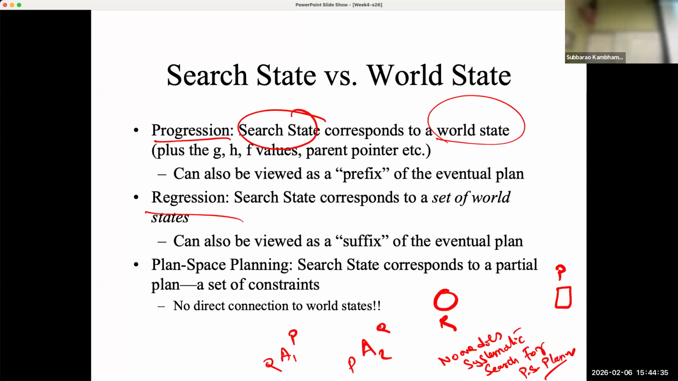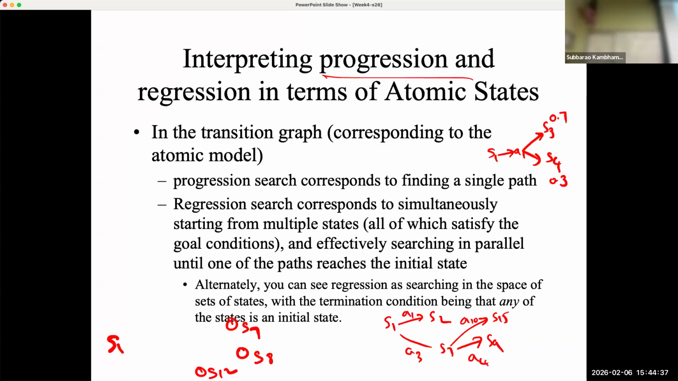so that's that about search versus state. I already mentioned that if you want to make connections to graph search, progression very nicely corresponds to just graph search. Regression is already very painful to correspond to graph search, because regression is actually doing parallel searches to see if any one of them reaches the initial state. Can you think of what happens if you are trying to visualize plan space search as a graph search? Your head explodes.